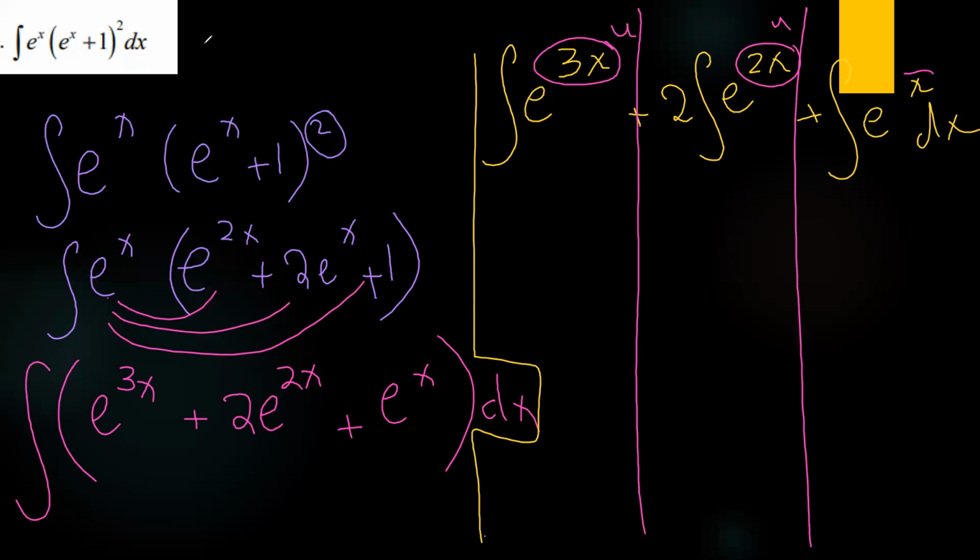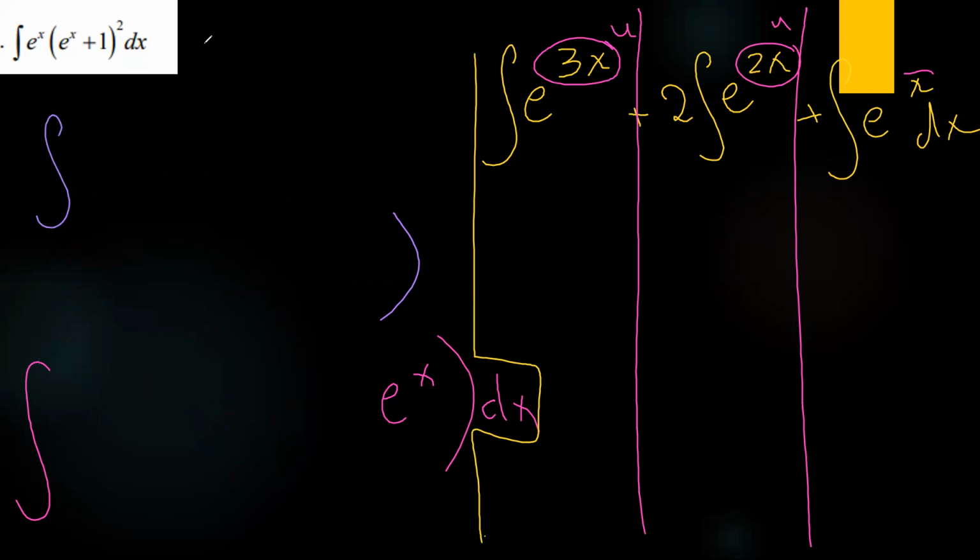For the first one, we know that the integration of e to the power u times du over dx is e to the power u plus c. So here you need to tell me where u is.